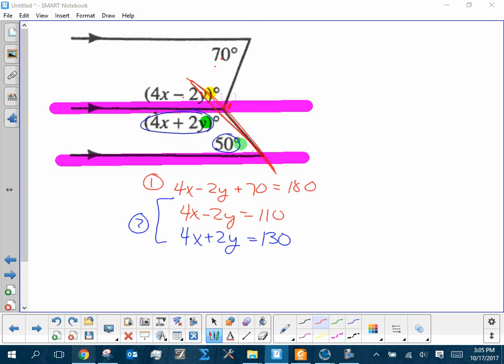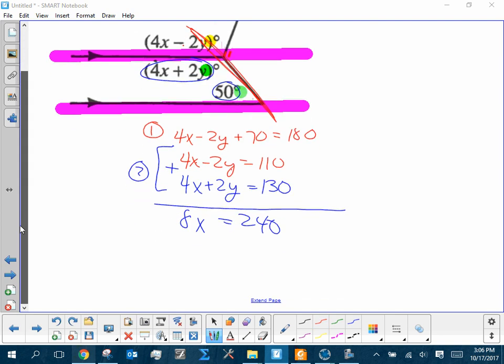What's even nicer, and both these questions, 15 and 16, did this, when I set them up, they're already designed so that when I add straight down, when I stack the x's on the x's and the y's on the y's, when I add straight down, what happens to your y's in this case? Cancel out. So you get 8x is equal to 240, right? Okay. So now x ends up being 30.